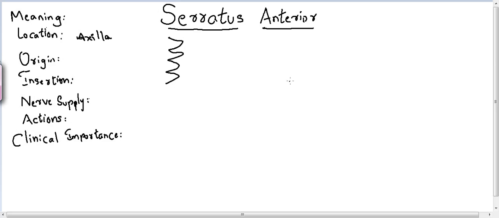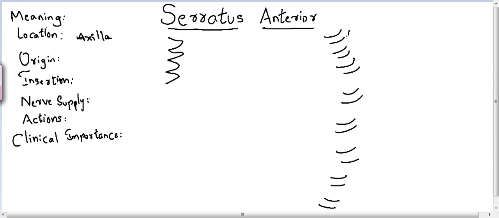Origin: from where does this muscle start? I'll show you diagrammatically so that it helps you in the exam. If you draw like this 8 ribs, let's consider you have drawn 8 ribs: 1, 2, 3, 4, 5, 6, 7, 8. This serratus anterior takes origin from the outer surface of the 8 ribs in the mid-axillary line and the fascia covering the interosseous muscles. So it will appear like digits or finger-like projections. So there are 8 digitations.